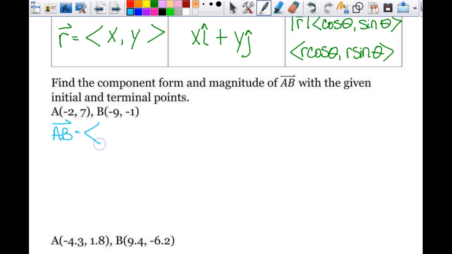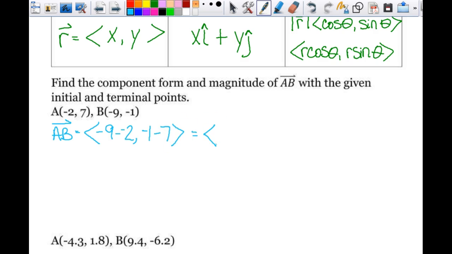to find this, in this one, I'm going to write out the steps. It's okay that you don't write them out every time, but I just want to make sure that we all understand where this is coming from. It's very simple. It's just head minus tail. So this is -9 minus a -2, comma, -1 minus 7.